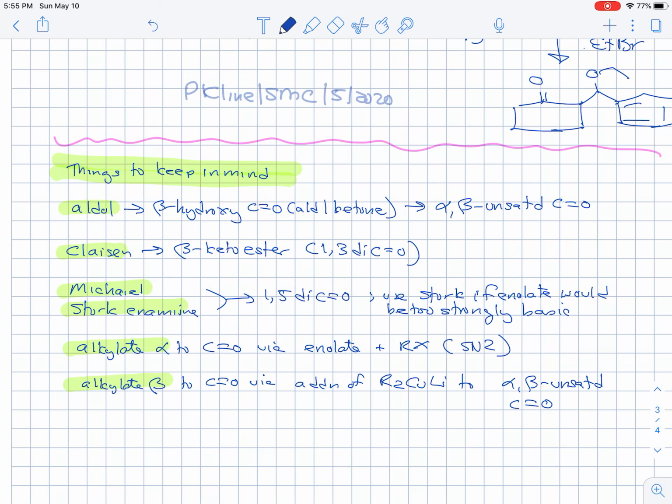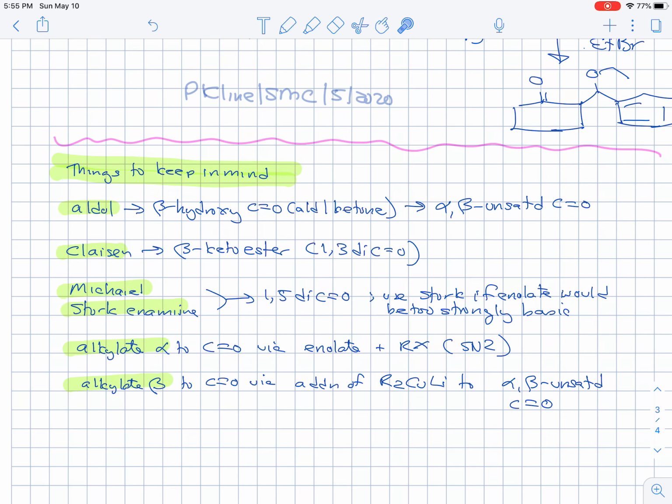Before we tackle these synthesis problems from chapter 21, I thought it would be useful to summarize some things to keep in mind for these synthesis questions. And although you can't memorize your way through organic chemistry, sometimes it's helpful to have these little shortcuts. So just as a review, when you do an aldol condensation, the product is a beta hydroxycarbonyl. So that means that the hydroxy group is on the carbon next to the carbonyl. And if you do the condensation, then you get an alpha beta unsaturated carbonyl.